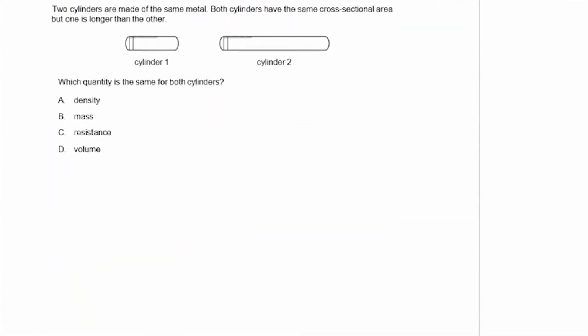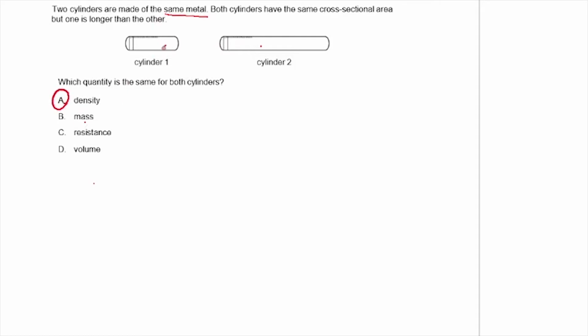Two cylinders are made of the same metal. Both cylinders have the same cross-sectional area, but one is longer than the other. What quantity is the same for both cylinders? Density. Of course, density. If this is copper and this is copper, their density will be the same. Density is the mass per unit volume of a substance. If they are of the same metal, meaning the same material, their densities will be the same. The answer here is A.